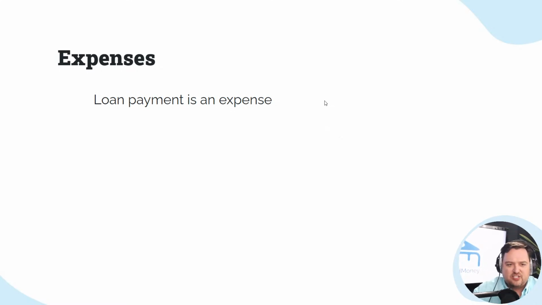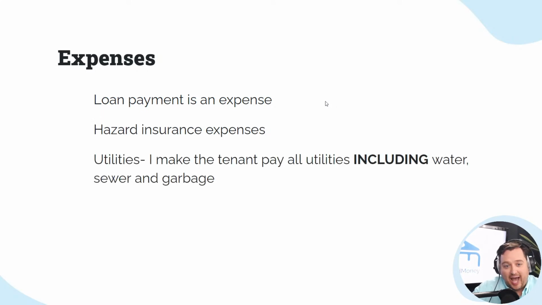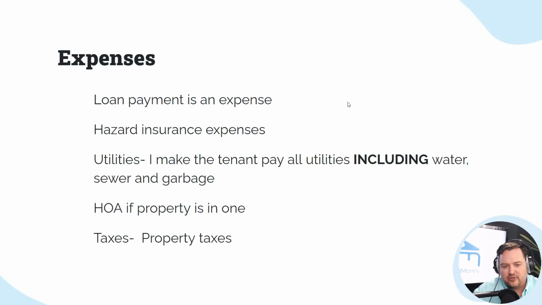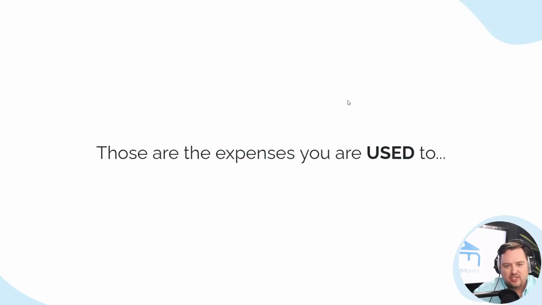Okay, expenses. Loan payment is an expense. Hazard insurance is an expense. Utilities. I make the tenant pay all utilities, including water, sewer, and garbage, because I primarily rent single family houses. HOA, if the property is in one, you've got to include your HOA. Taxes, the property taxes, those are the expenses you're used to, okay?